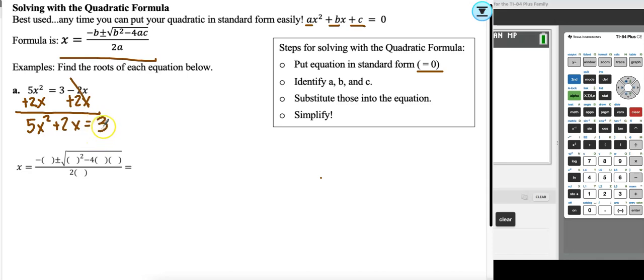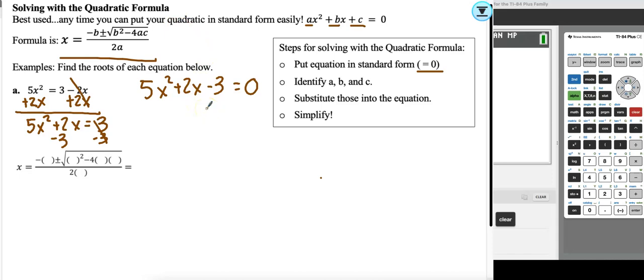Again, I need to keep going. I need to move 3 to the left side, so minus 3, and now again I cannot combine these, so I'm just going to rewrite them as 5x squared plus 2x minus 3, and now my problem equals 0. If you're looking for a shortcut, when you move the 3 to the left side, it will become a negative, switch signs. If you move the 2x to the left side, it will become a positive, switch signs.